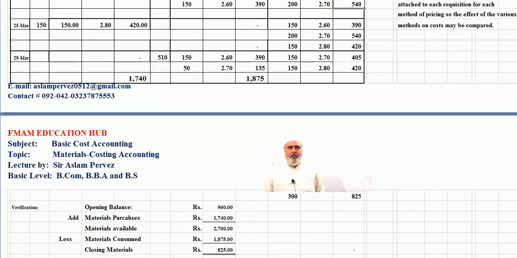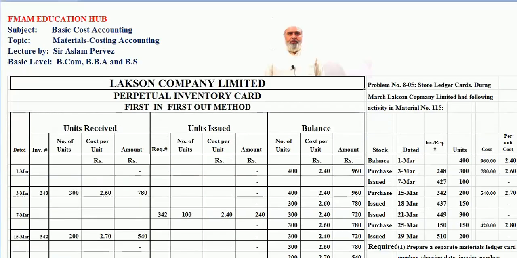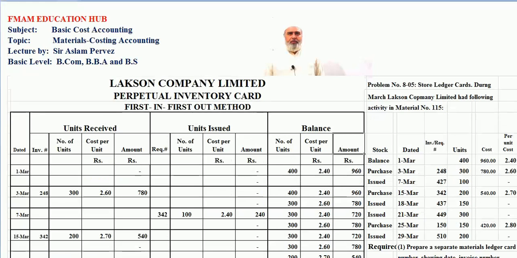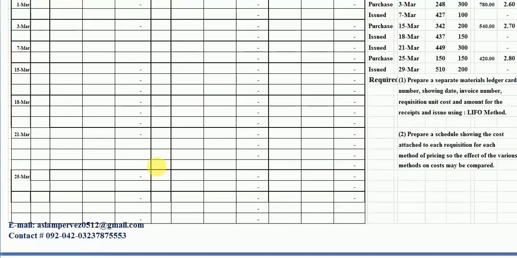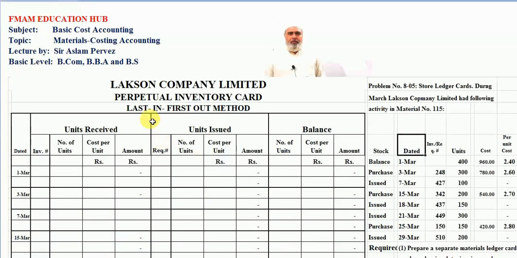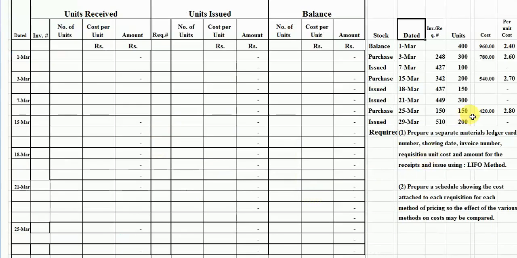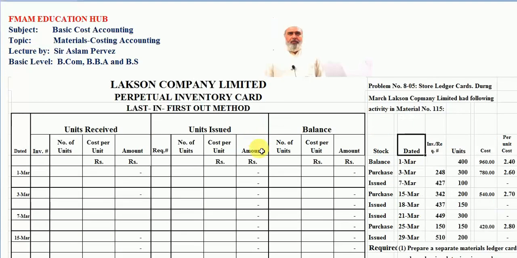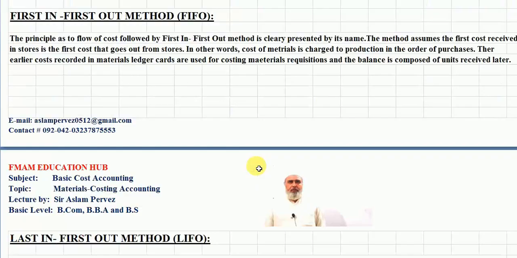Now we solve this problem by the other method, the LIFO method, last in first out. For this purpose we have to move to the other slide, the LIFO method. Students, this is the slide of the last in first out method. The program is the same, but the method is different here. Firstly, we have to explain the meaning of LIFO in the introduction slide. We move again to the introduction slide.